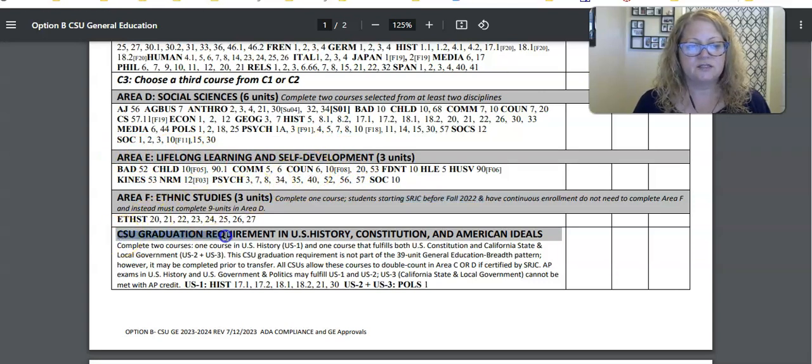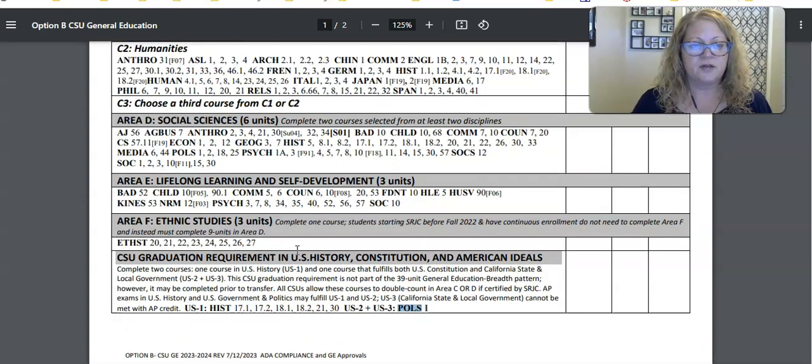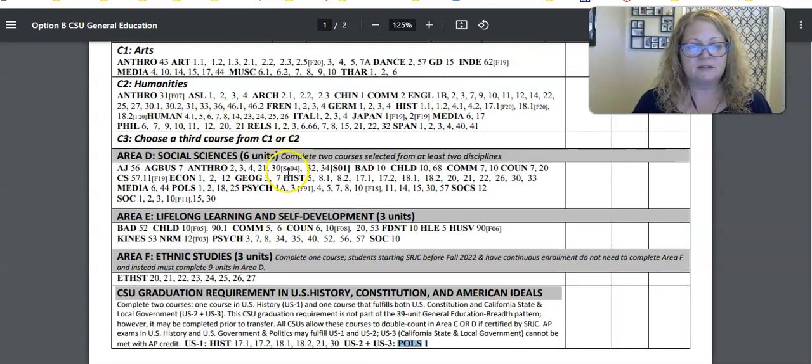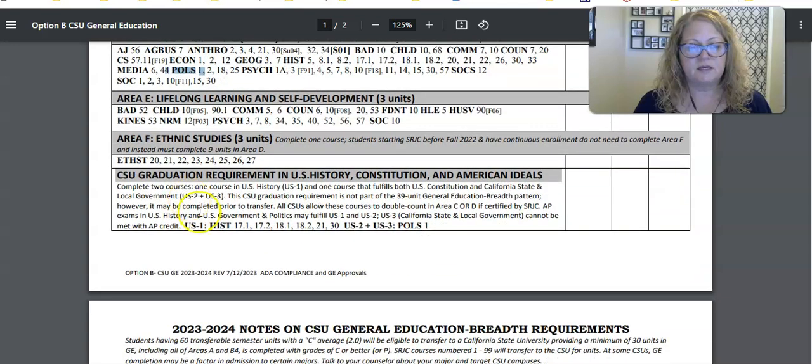This section is not part of general education, but we put it on here because if you take a U.S. history and a government class, or either one, it will count for the graduation requirement at a CSU of a U.S. history and a government. Those classes are up in Area D, and so we double count them. So here's the histories, here's the poli-sci, okay? And so if you take that, it meets Area D and it meets the CSU graduation requirement.